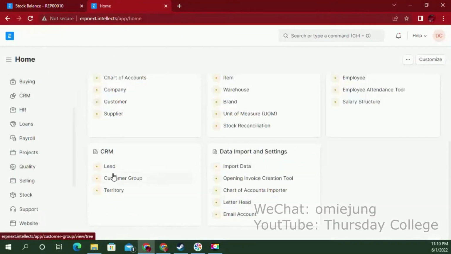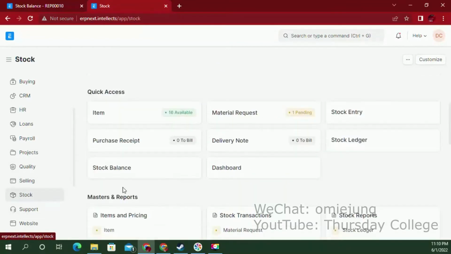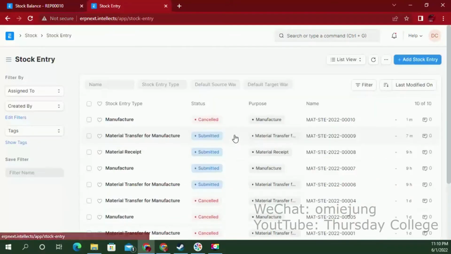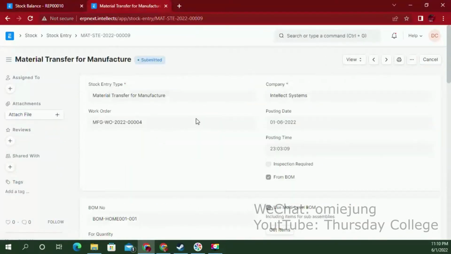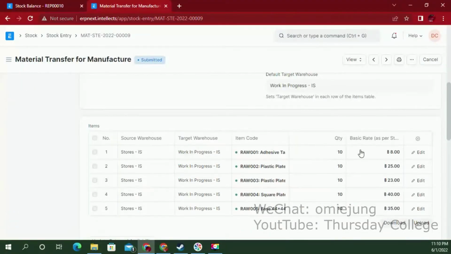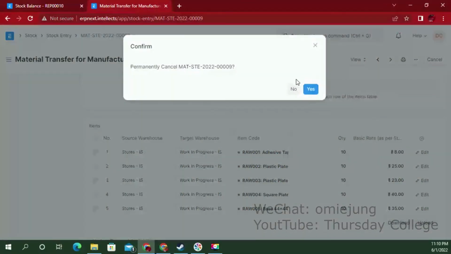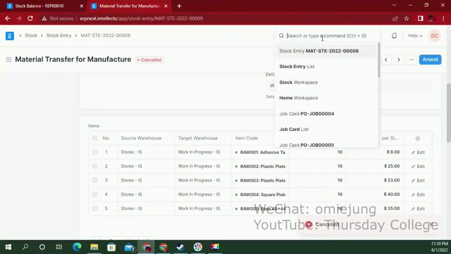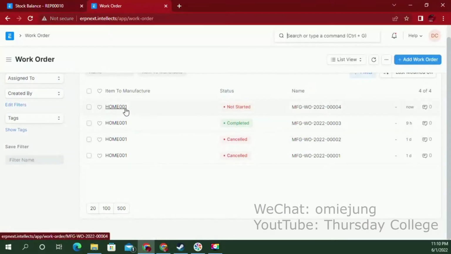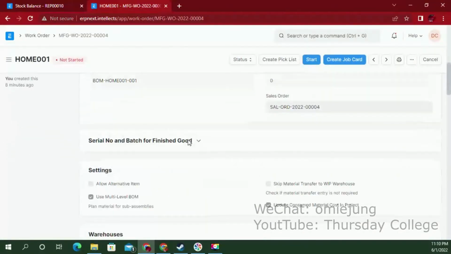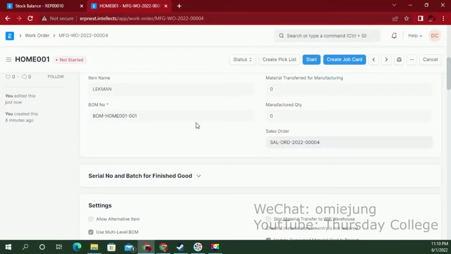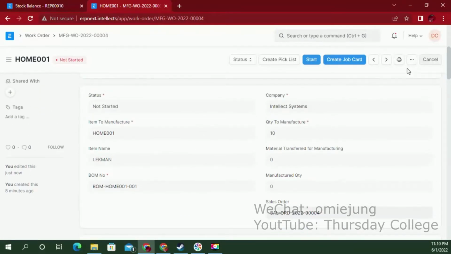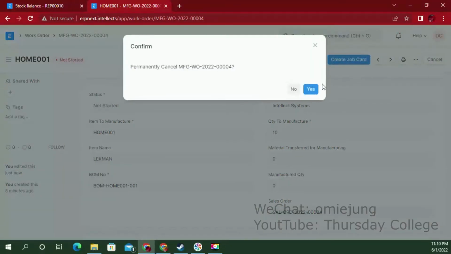Now come back to the stock. You see, like I told you, you cannot just cancel everything, right? You need to cancel step by step. This one, the material transfer that you just transferred, you just cancel it. And then at the end, after you finish, the work order itself here has changed to not started, something like this. So what you can do is cancel it. Yeah, you need to cancel it.